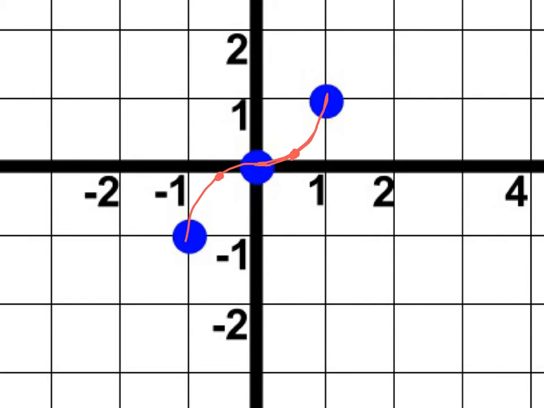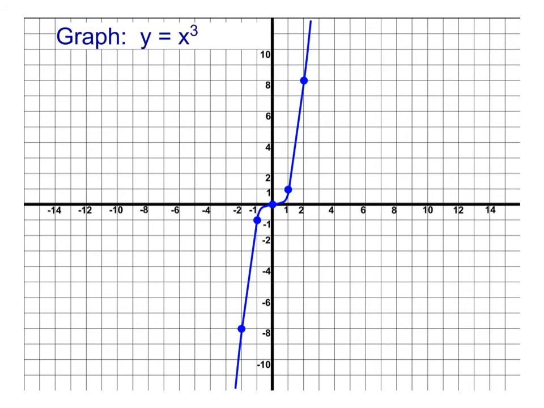And so this is how it's going to look as we're getting around 0. It actually does flatten out right here at 0. So it starts out fairly steep on the outside, but it gets totally flat, totally horizontal right at 0, and then steep outside of that. So the overall picture looks something like this. This is then our parent function for the cubics.